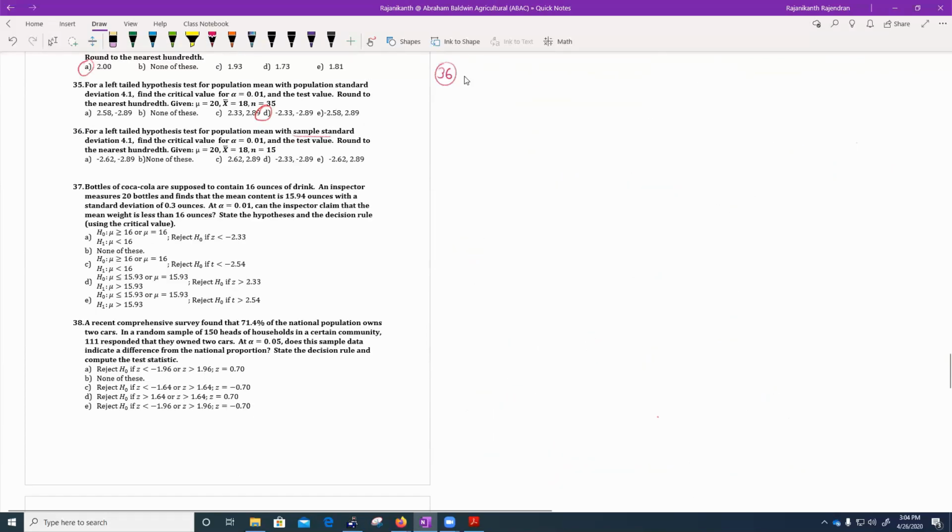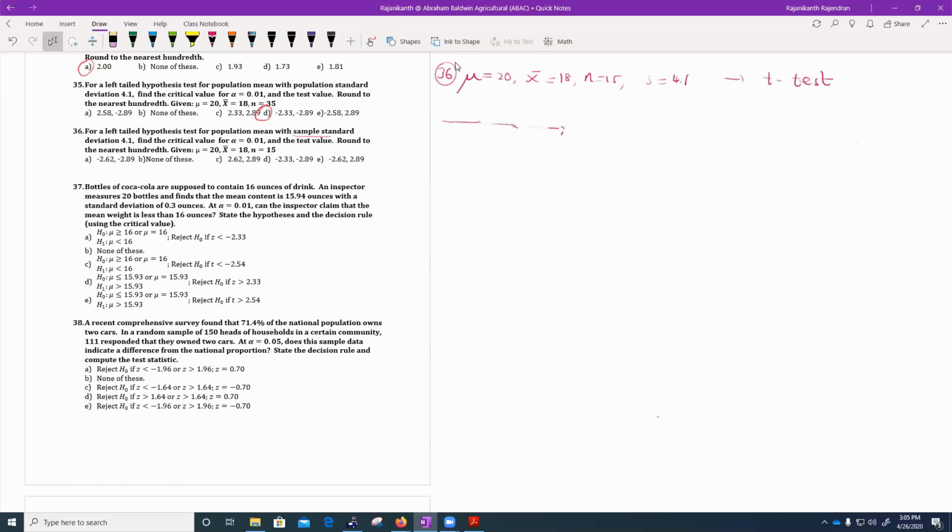Okay. Problem number 36. Now this is also a left tail hypothesis test, but now you know the sample standard deviation. So you are given now the mu value. Mu is now 20. X bar, the sample mean, is 18. Sample size is 15. But now you know the sample standard deviation S, which is 4.1, right? Therefore, this is about the t-test now.